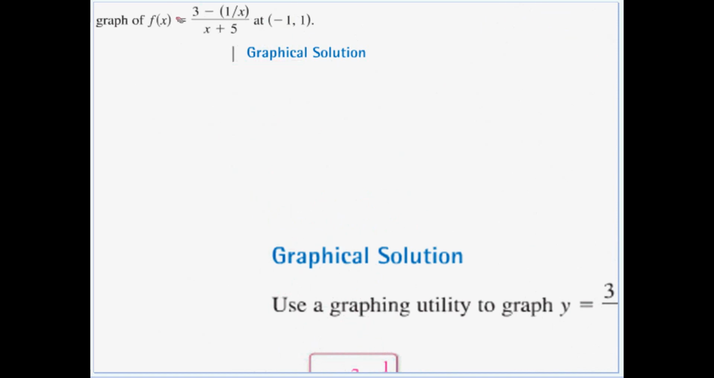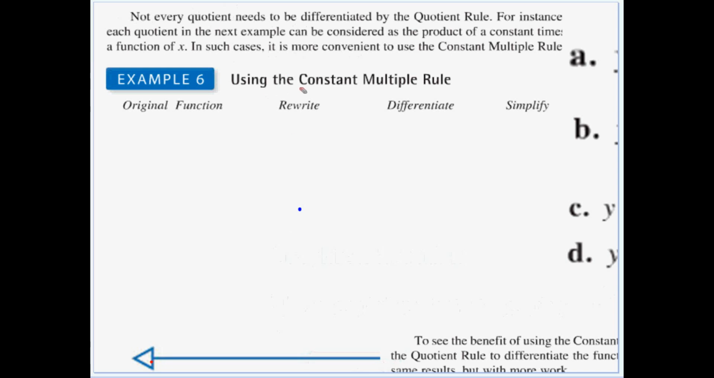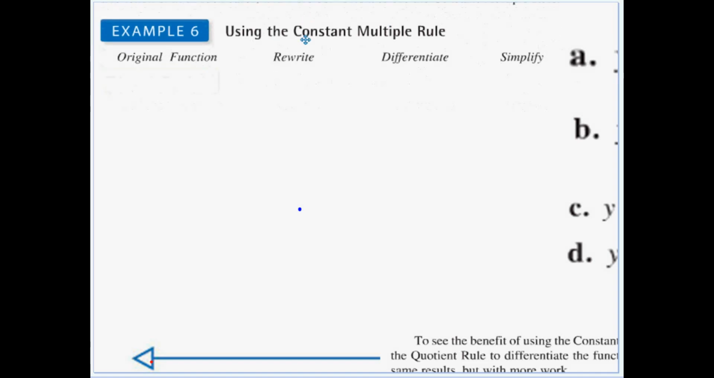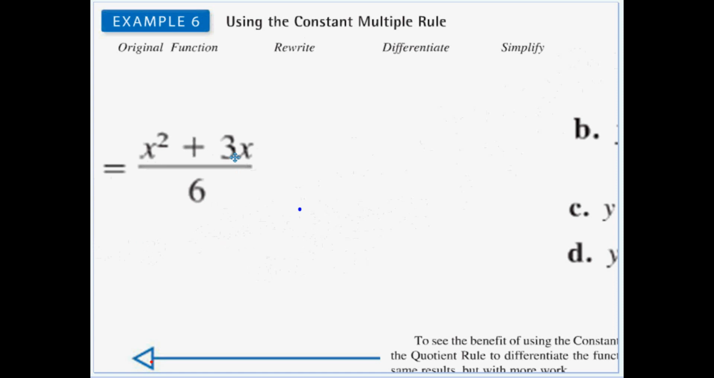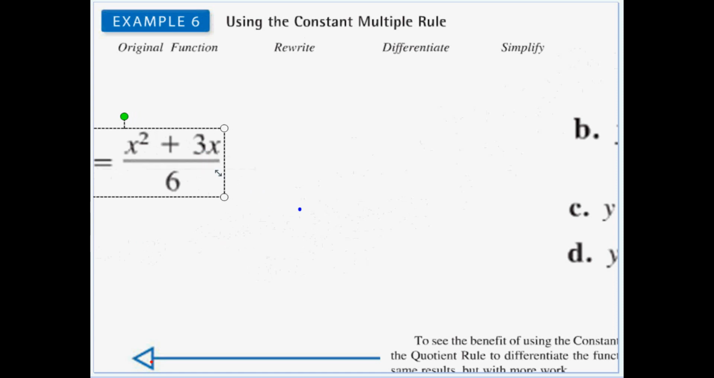Okay, what's next? Here, using the constant multiple rule. The book says not every quotient needs to be differentiated by the quotient rule. For instance, each quotient in the next example can be considered a product of a constant times a function of x. In such cases, it's easier just to use the constant multiple rule. There are fewer steps involved. Like this first one here, x squared plus 3x over 6.